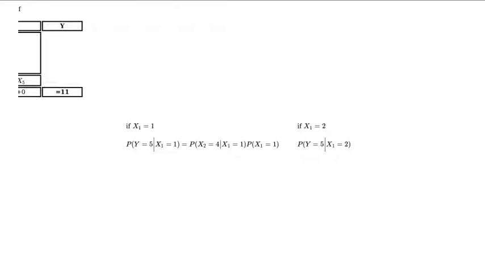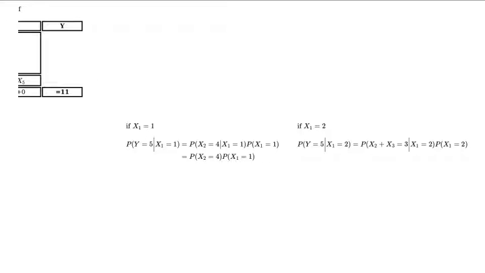Next, if X1 was equal to 2, then we'd need the sum of X2 plus X3, the second and third roll, to be equal to 3, because we'd have 2 plus the other 3 is equal to 5, i.e. the roll on the first outcome has to be 2, and then the next two have to sum to 3. So we'd have the probability that X2 plus X3 is equal to 3, given X1 is equal to 2, times the probability X1 is equal to 2.